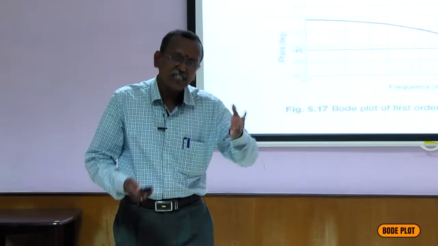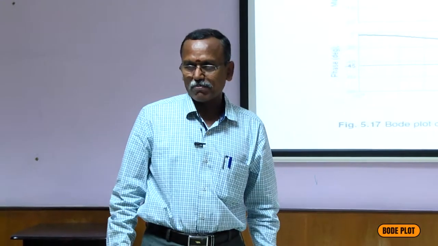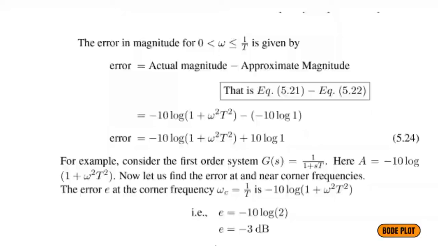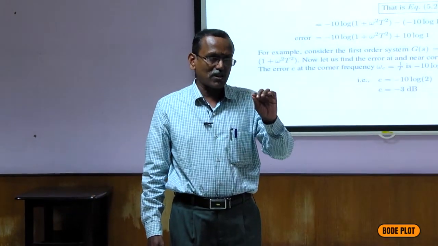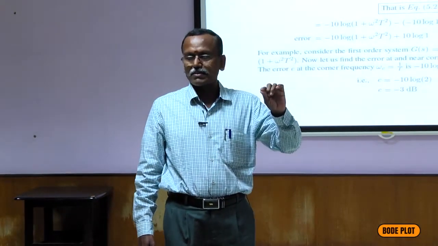Now, let us find the difference between actual plot and the approximate plot. Approximate like this Bode plot. Error near corner frequency: what is the corner frequency value in this case? Omega equal to 1 by tau, that is corner frequency. If we substitute omega equal to 1 by tau, this part is 0. It becomes 1, so 1 plus 1, 2, 20 log square root of 2 becomes 3 dB. So, at the corner frequency, the error is minus 3 dB. The difference between actual plot and the approximate plot is minus 3 dB.